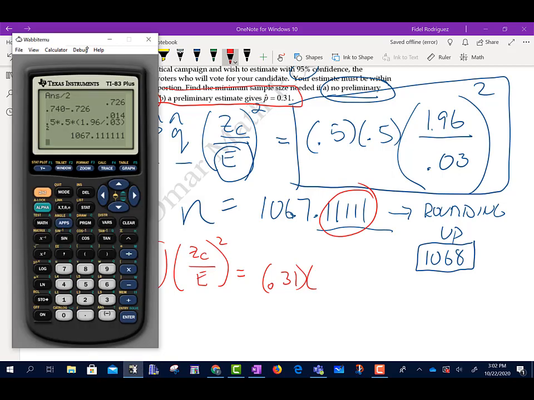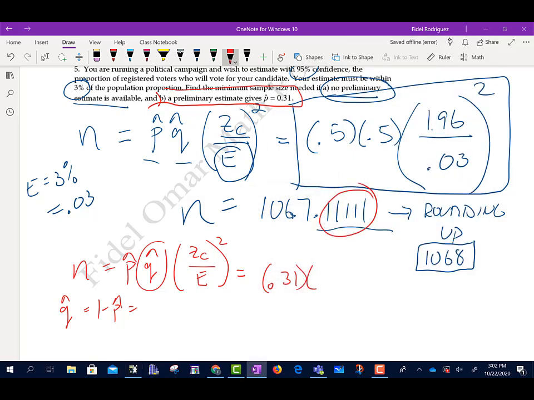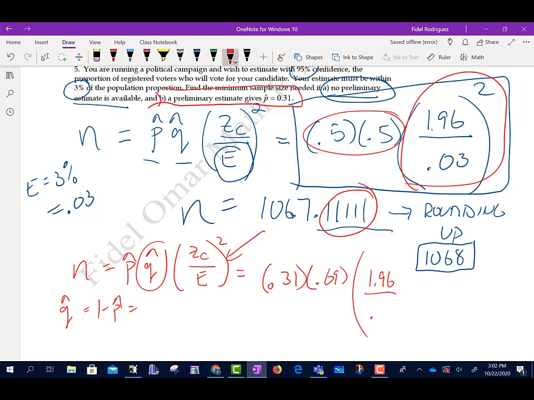So let me take my calculator right here. What's 1 minus 0.31? 0.69. That's the next number I need. Remember, this part here is going to stay the same as what we had before. The only thing that changed was that business. So this is still 1.96. This is still 0.03, and it's still being squared.